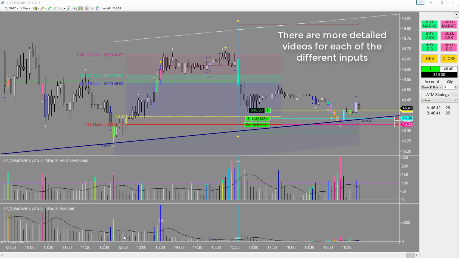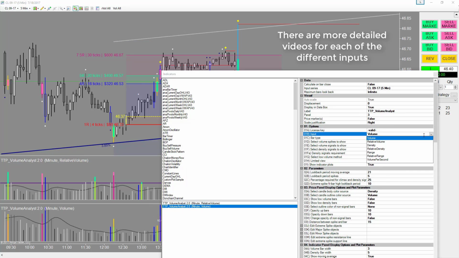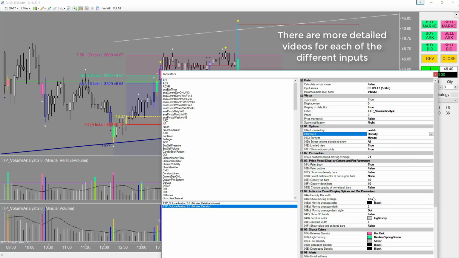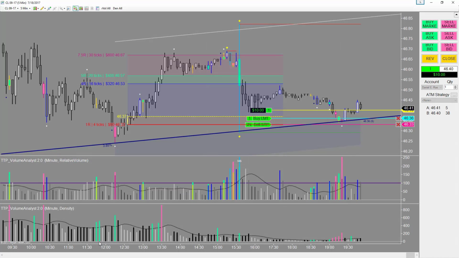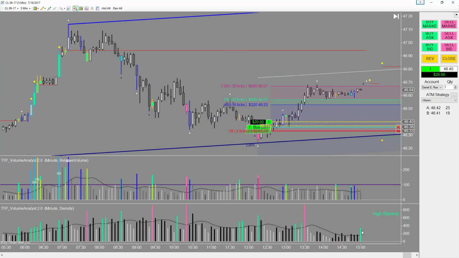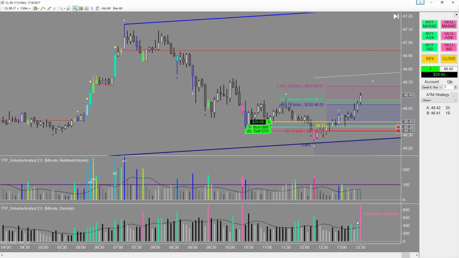I'm going to change the input of the lowest panel, the third panel, to density. And density is volume per range. So we're looking at the total number of contracts divided by the range of the bar. And the signals that we get are high density and extreme density. This is high density, high volume per range. This is extreme density right here, extremely high volume per range. Okay, but right now you're looking at the raw volume per range input, the raw density.